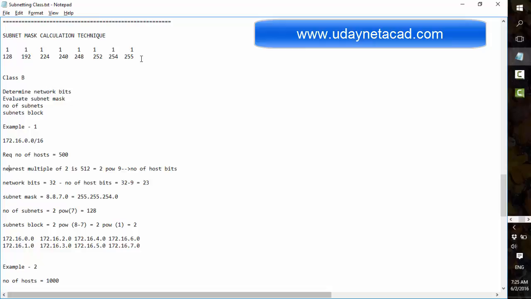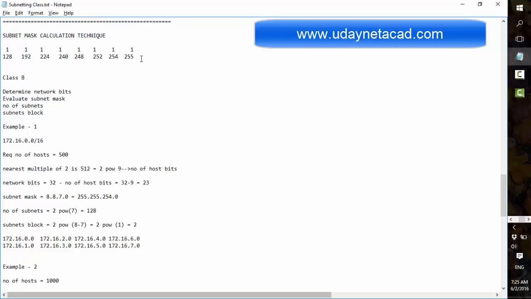First step is to find the nearest multiple of 2 for this number 500, which is 512. So it's obvious that you must know the powers of 2 to do this very fast. So 512 is equal to 2 to the power of 9. Now this 9 indicates the number of host bits.